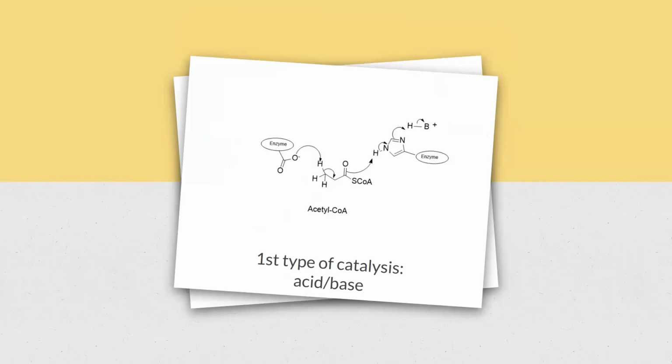So the first type of catalysis is the acid-base. The first step is where aspartate 375 acts as a base, subtracting a proton from acetyl-CoA to generate an enol intermediate. This enol is very reactive and is ready to attack the carbonyl group of the oxaloacetate.